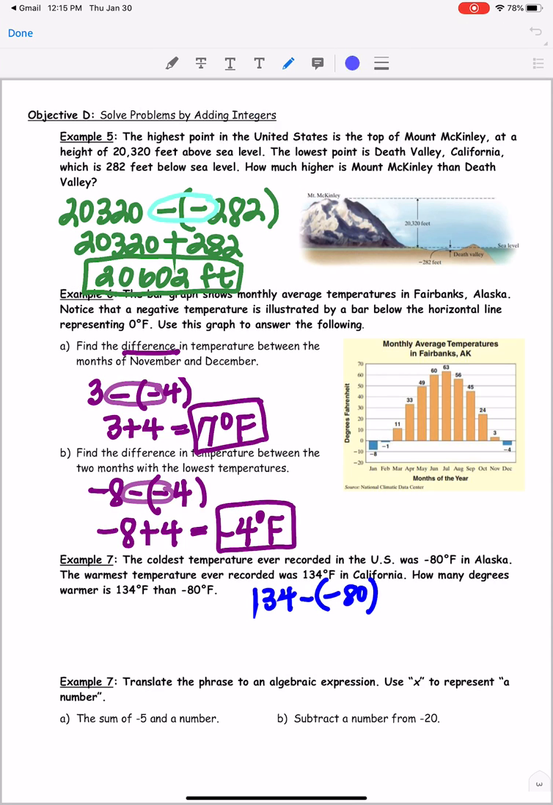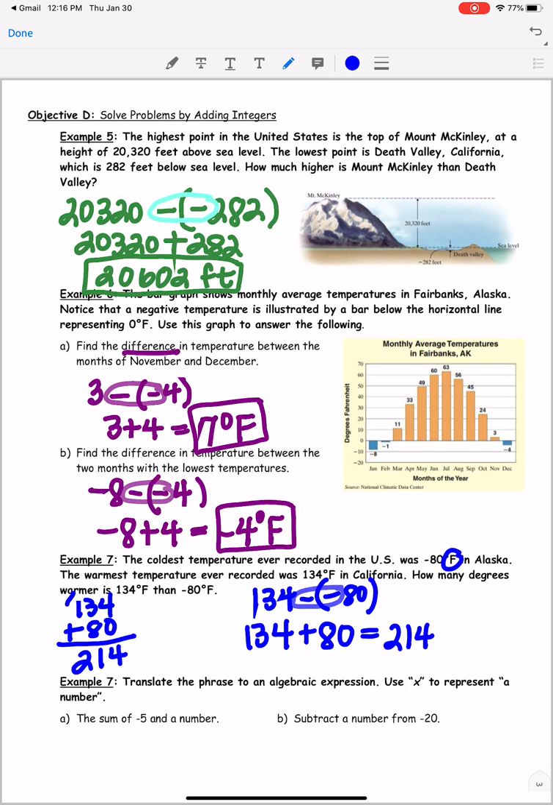So just like many of these before, we have a double negative. So this turns to 134 plus 80. So I'm going to stack these this time. 4 and 0 is 4. 3 and 8 is 11. Carry your 1. 1 and 1 is 2. So this equals 200 and 14. And then I'm in Fahrenheit again. So degrees Fahrenheit.